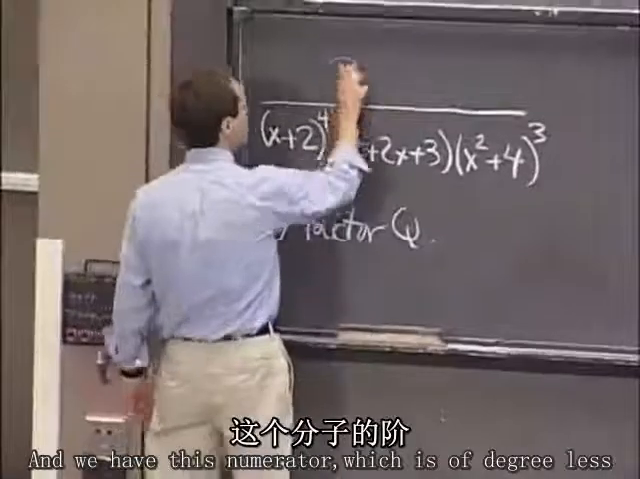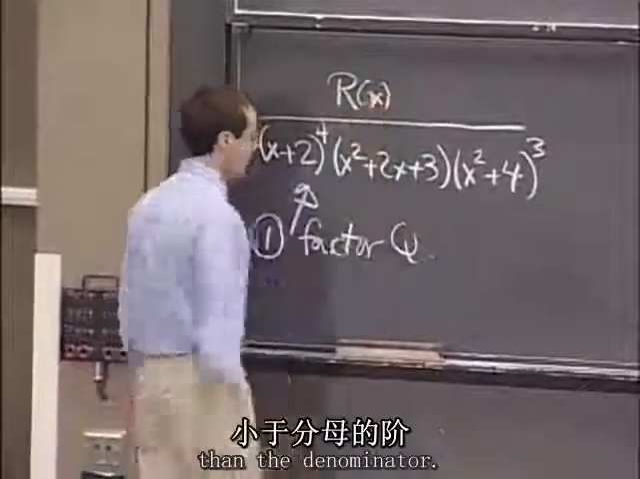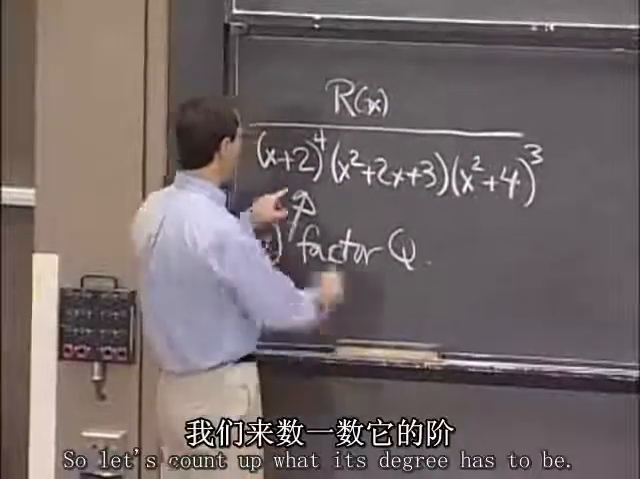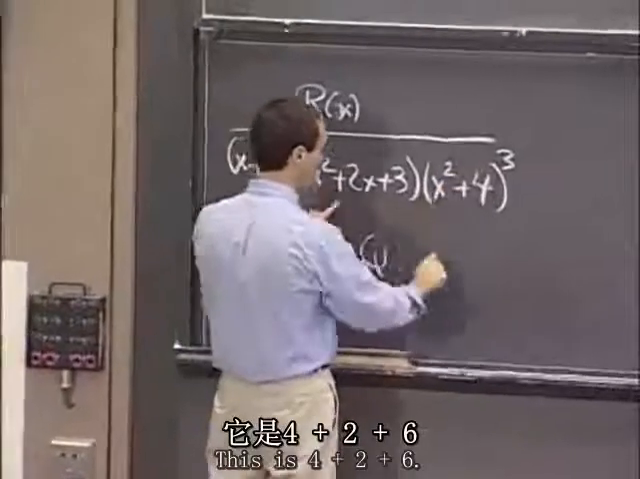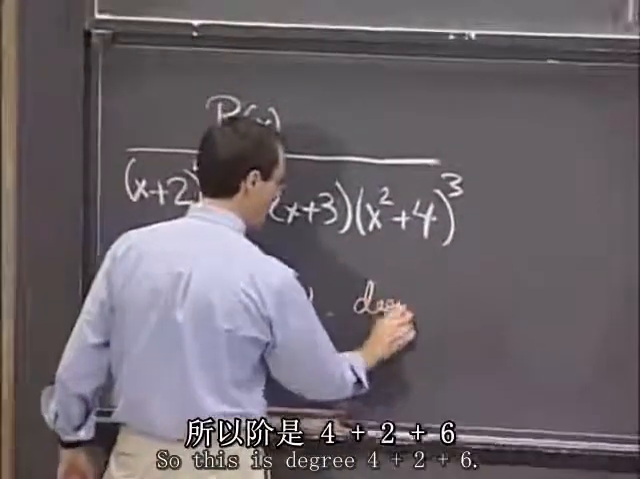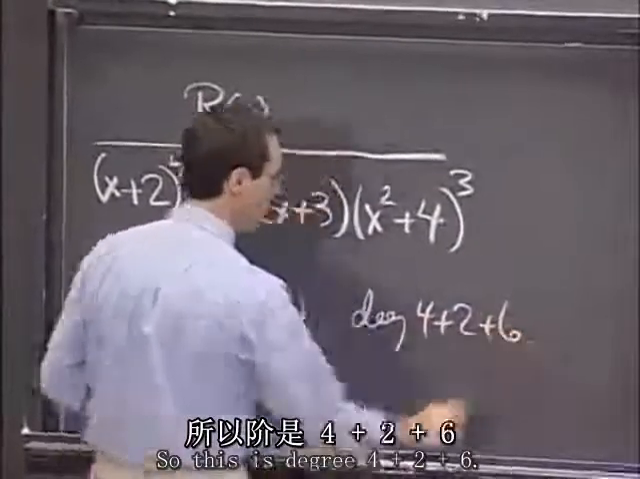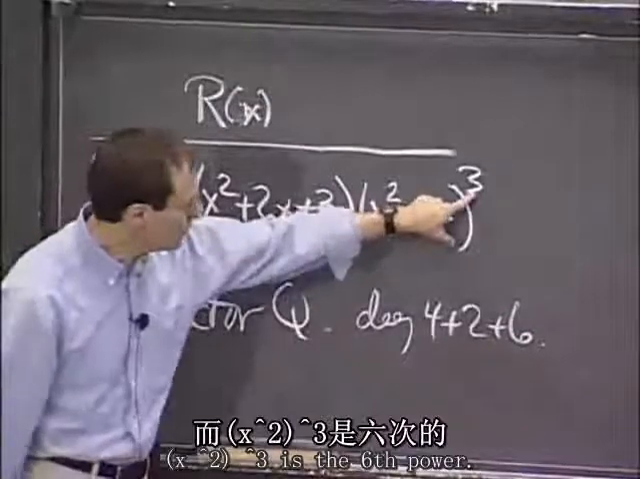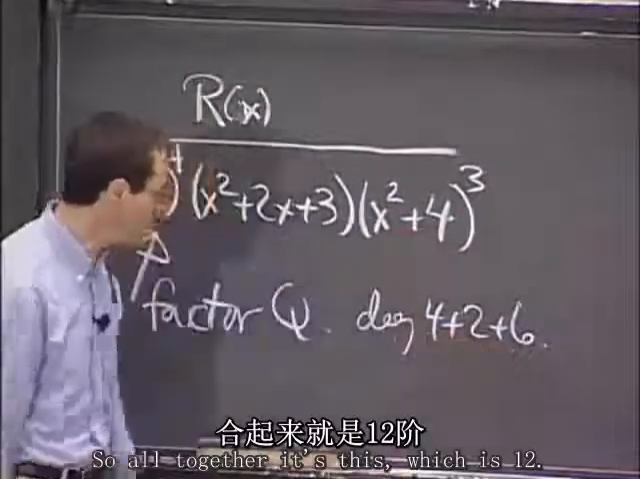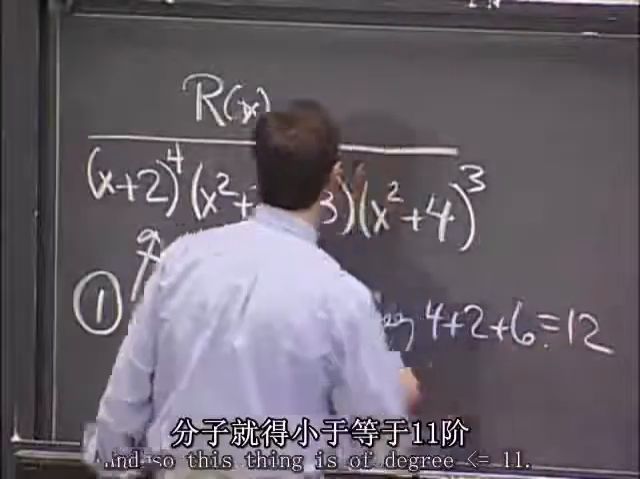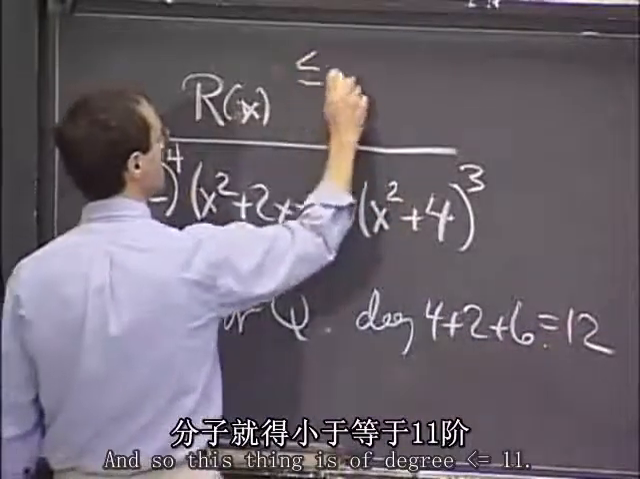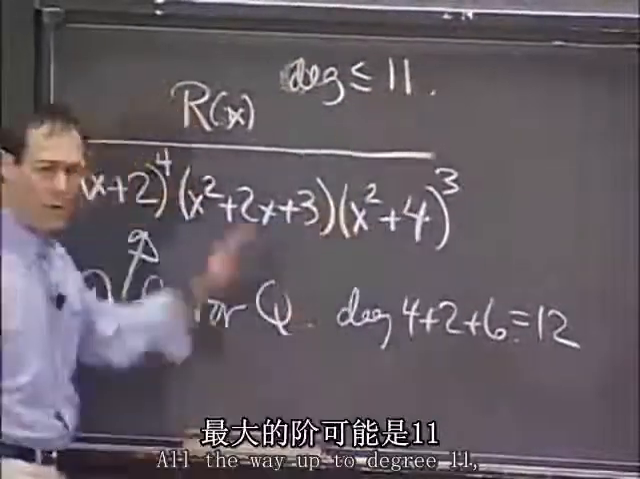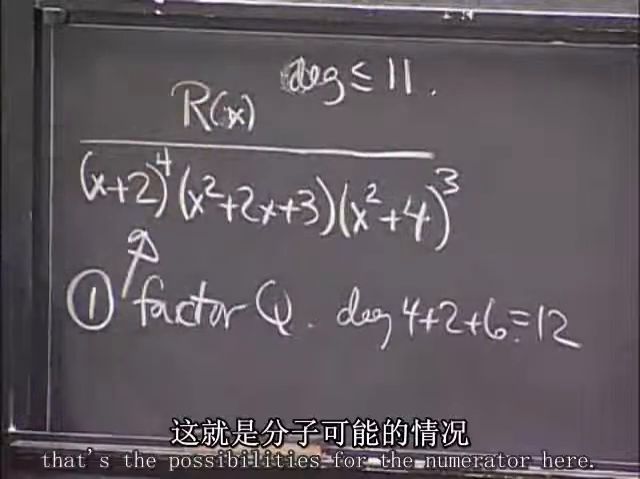And we have this numerator, which is of degree less than the denominator. So let's count up what its degree has to be. This is 4 plus 2 plus 6, right? So this is degree 4 plus 2 plus 6. I added that up because this is degree 4, this is degree 2, and x squared cubed is the 6th power, so altogether it's 12. And so this thing is of degree less than or equal to 11. All the way up to degree 11, that's the possibilities for the numerator here.